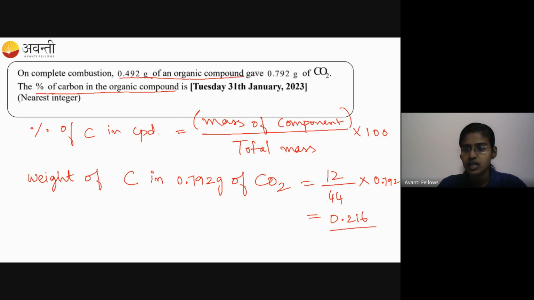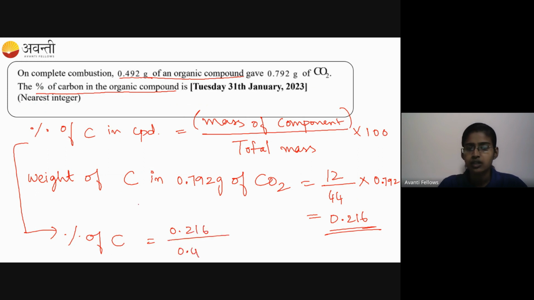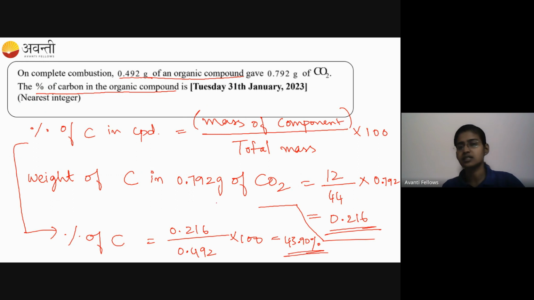So this is the mass of carbon. So we can substitute this in the formula. If we substitute, what we will get? The percentage of carbon in the compound will be 0.216 divided by the total mass, which is 0.492, into 100, and this will give us 43.90 percentage. Okay, this is the answer.